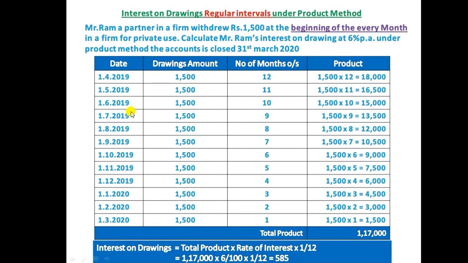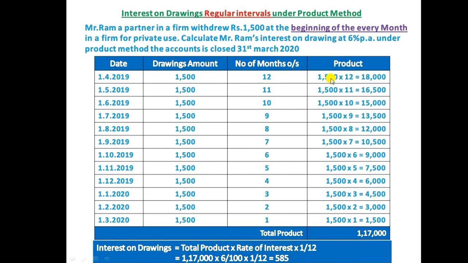April, May, June, July, August, September, October, November, December, January, February, March. The total number of months from April to 31st of March of next year is 12 months. Then at every month's beginning, it is 11 months outstanding, 10 months outstanding, 9 months outstanding, 8, 7, 6, 5, 4, 3, 2, 1.